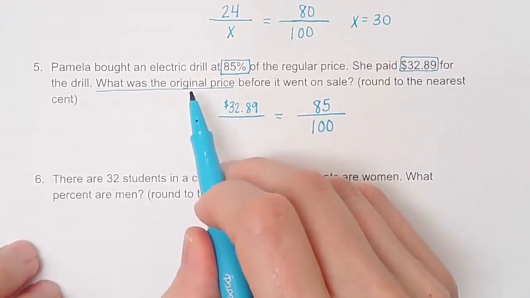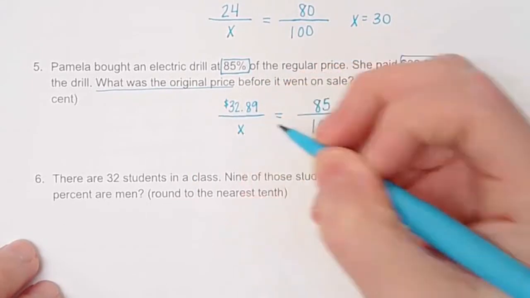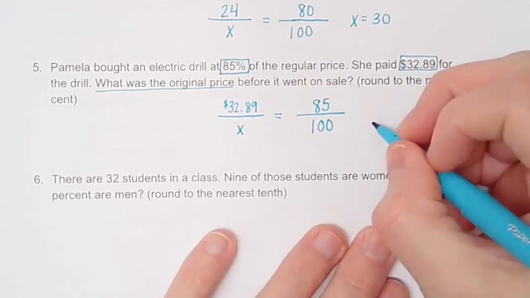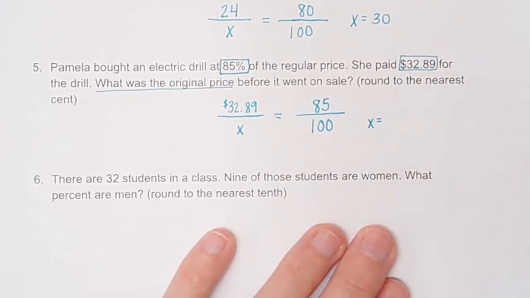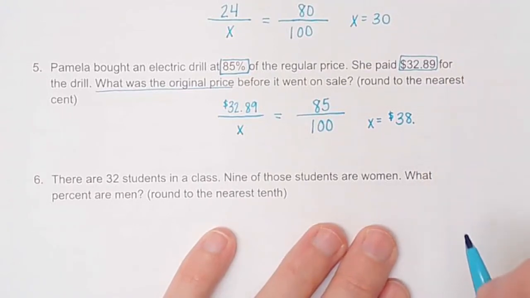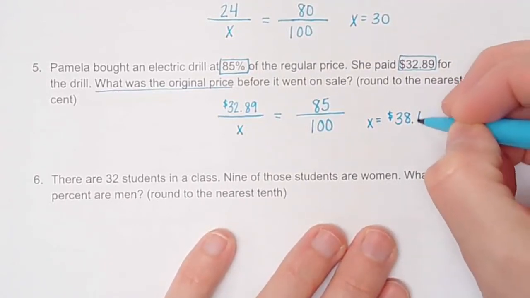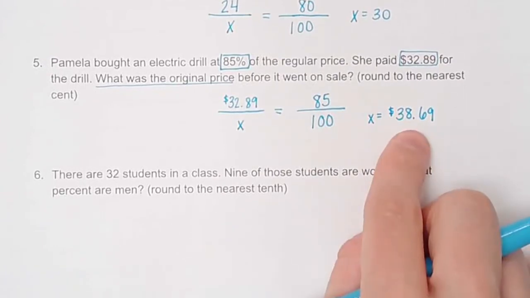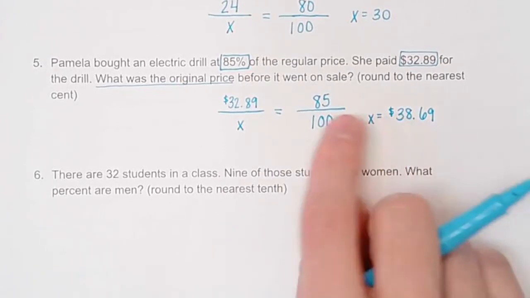Okay, I cross multiply. I get $32.89 divided by 85, and now this is money, so remember we've got to go 2 spots. So it's going to be $38.69. So originally this drill was $38.69. She got it on sale and she only had to pay $32.89. Okay, last one.